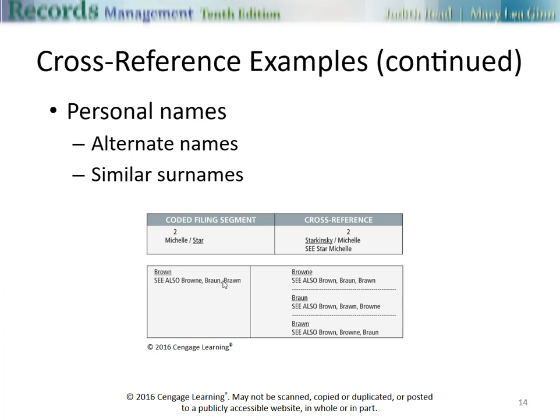And so if the actual file or record is filed under Brown, B-R-O-W-N, the files under Browne with an E, B-R-A-U-N, and B-R-A-W-N will each have a note that says see also, and then the other spellings. And so this would be one cross-reference sheet, this would be another cross-reference sheet, and this one too would be a cross-reference sheet. Okay, and so this step just helps keep your filing system accurate, and it can save time when people aren't sure how a name is spelled.